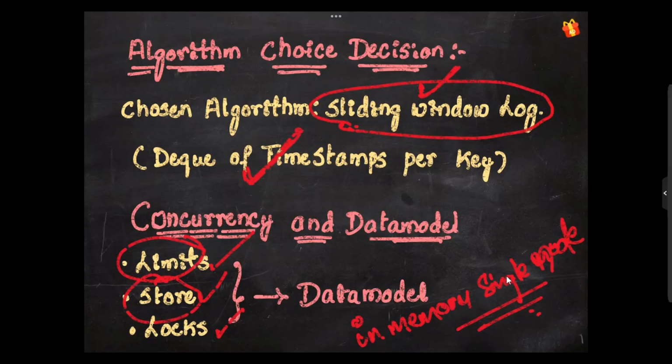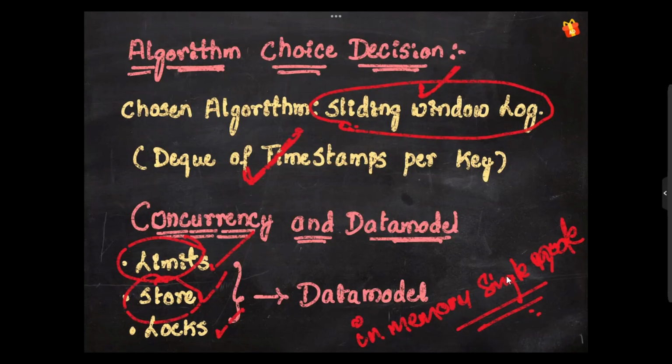Then the last one is the locks. Again, we will be going with a defaultdict mapping, making use of the key for a threading.Lock. So this is fine-grained locking per key for the concurrency. So this is it for the data model.